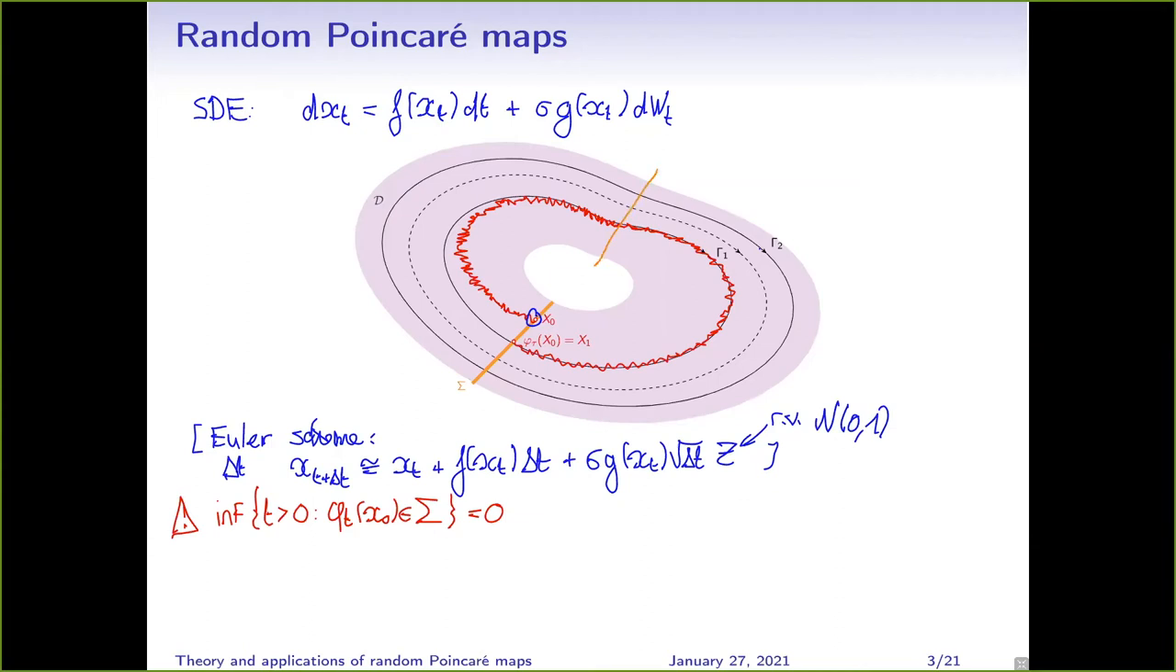A possibility is that I introduce a second section sigma prime, and then I insist that I hit sigma prime before going back to sigma. So I introduce tau prime, which is the first hitting time of the section sigma prime. And then I say that tau is the first time t bigger than tau prime such that x_t is again in sigma. I take this as the return time, and I define the image of x naught as phi_tau of x naught.